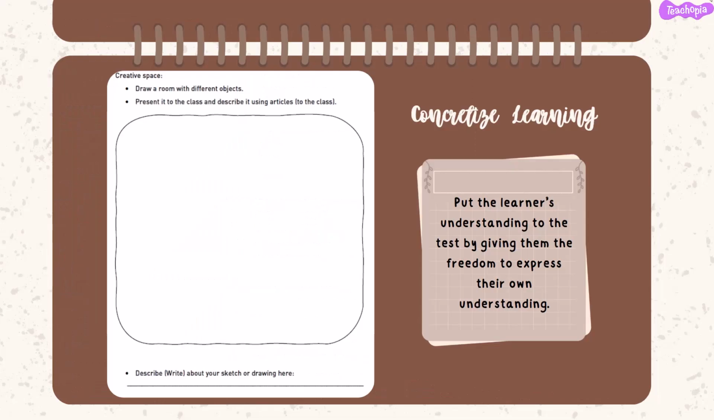Next, we concretize the learning by putting the learners' understanding to the test by giving them freedom to express their own understanding. In this blank space, children and learners are encouraged to draw a room with different objects and then describe them to the class by showing the picture using articles in their sentences. They're also asked to describe their sketch in writing below this blank space.